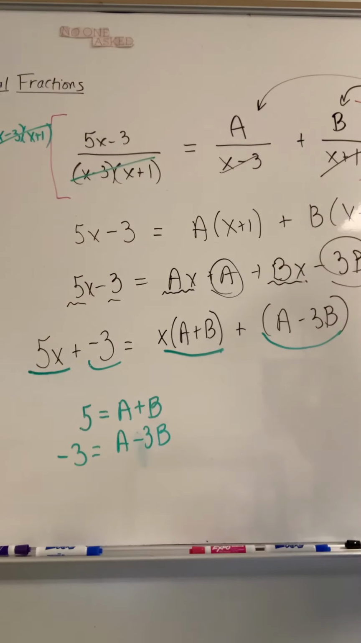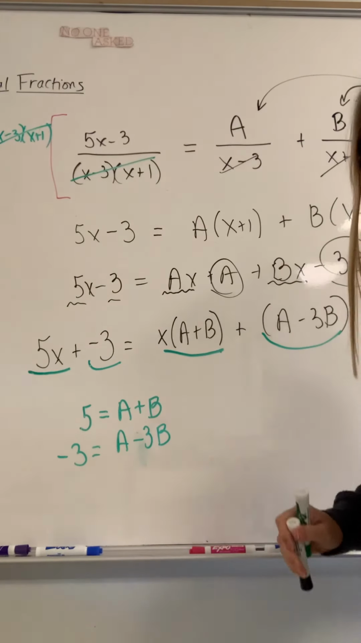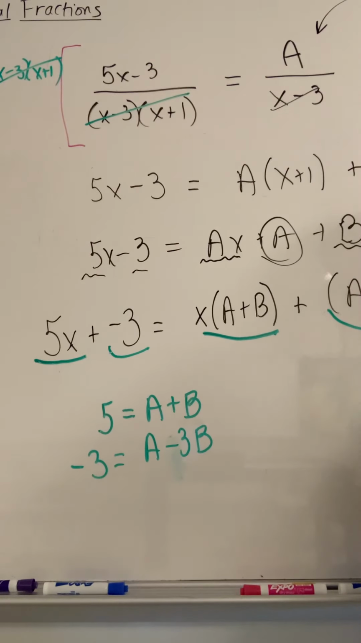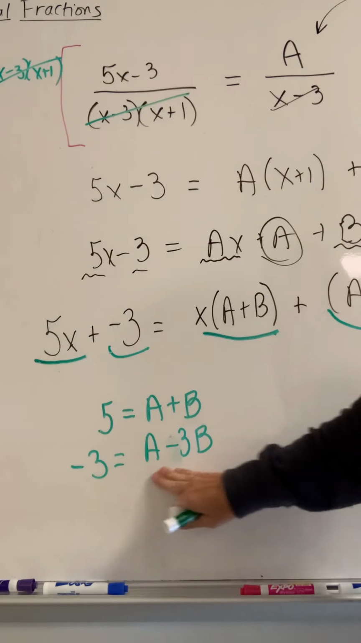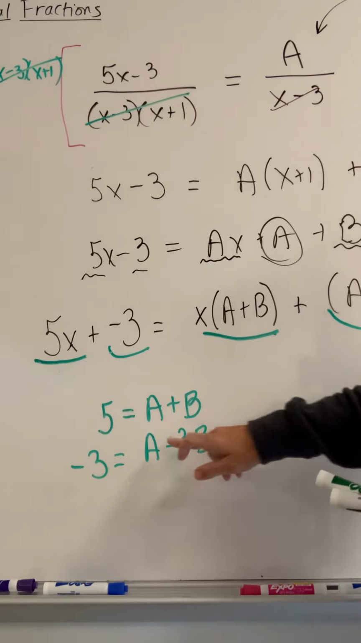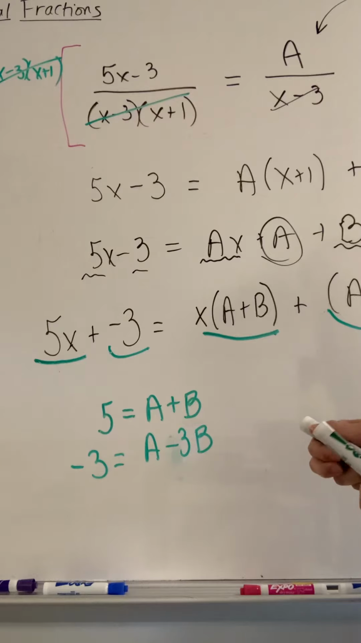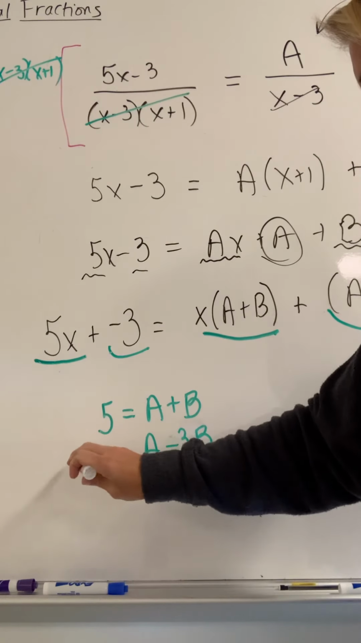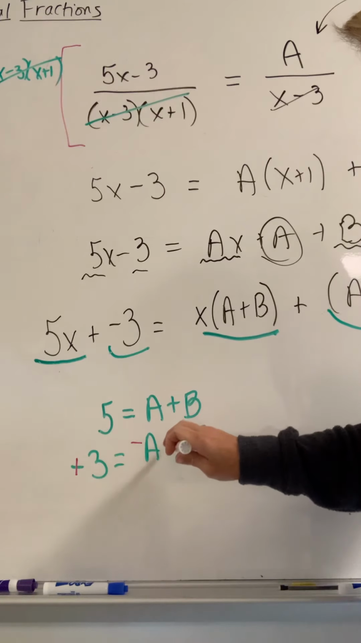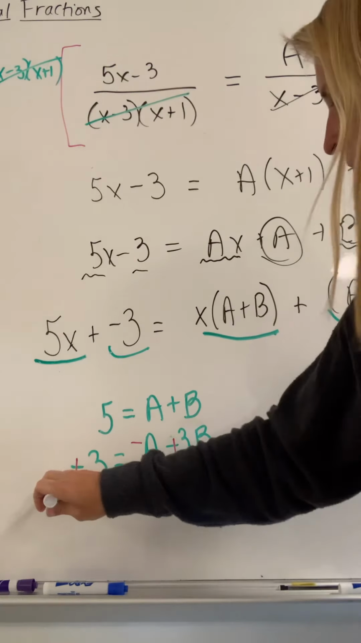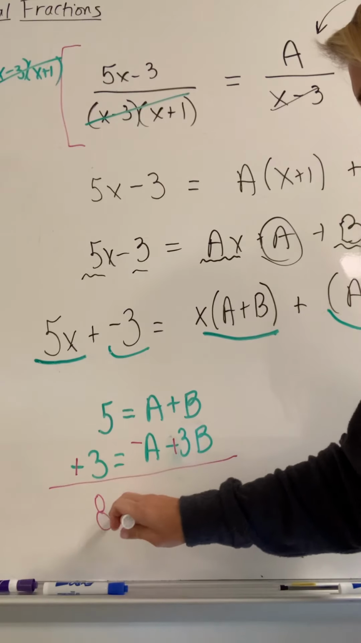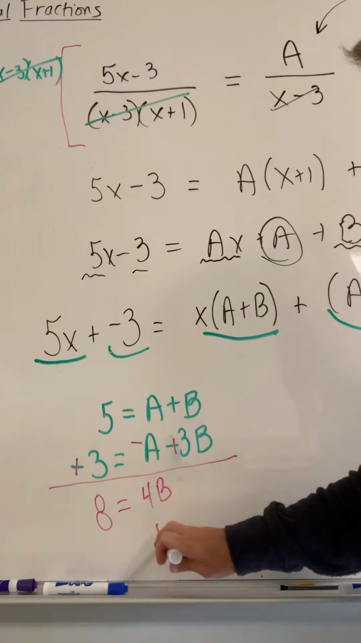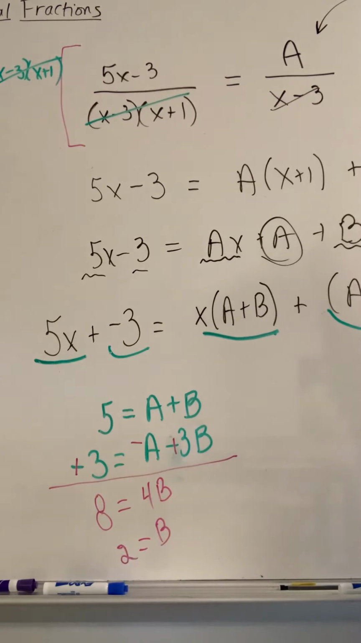If those two things have to be true, I just created a little system of equations that I can solve: 2 equations, 2 variables. I got it, no problem. I'm going to add the 2 equations together, but I don't have matching coefficients with opposite signs. So I'm going to multiply this equation by a negative 1. So I get a positive 3, a negative a, and a plus 3b. Put this together, 5 plus 3 is 8. A minus a is 0. B plus 3b is 4b. So b must equal 2.